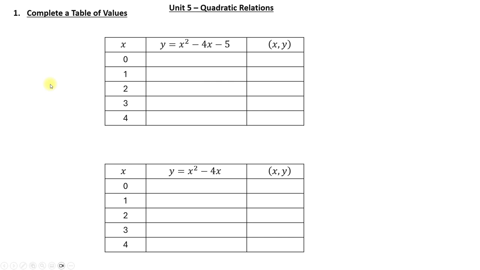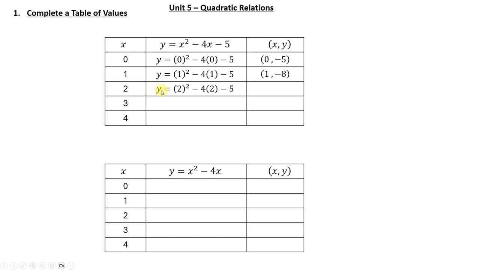Here we're simply asked to complete a table of values. We're given our equation, and we're given the x values. So we'll simply plug in these x values into the equation to give us a pair of x, y coordinates. So take 0, plug it into the equation, gives us 0, negative 5. Plug 1 in, 1, negative 8.